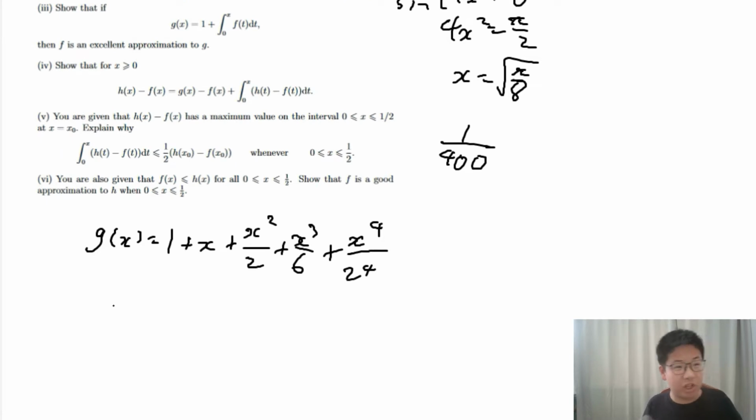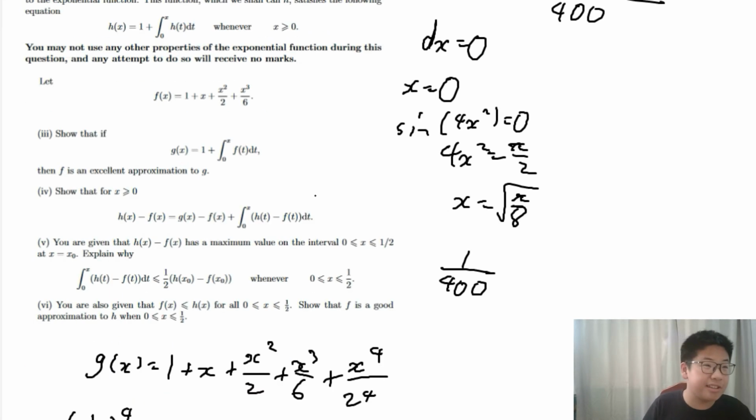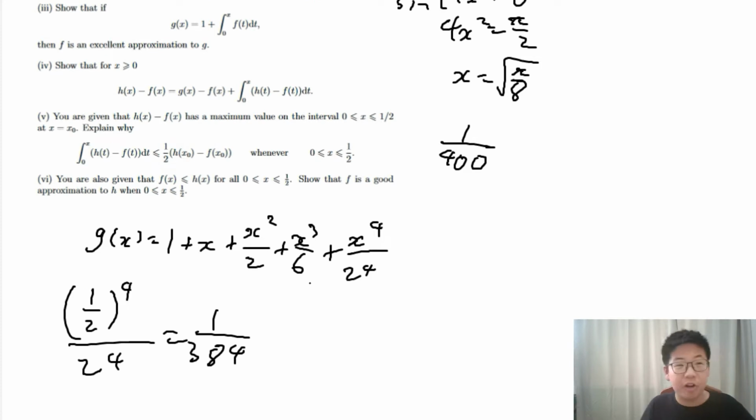So we are now going to calculate the error. So we need to find this maximum. Since x to the 4 over 24 doesn't have a maximum, we need to calculate half to the 4 over 24, which is 1 over 384. Again, who makes these bounds? So you are given that h of x minus f of x has a maximum value. Explain why. This is because x to the 4 over 24 does not have a maximum. It just has a local minimum at x equals 0. However, the maximum on this interval is when x equals half. Therefore, the bound is 1 over 384.